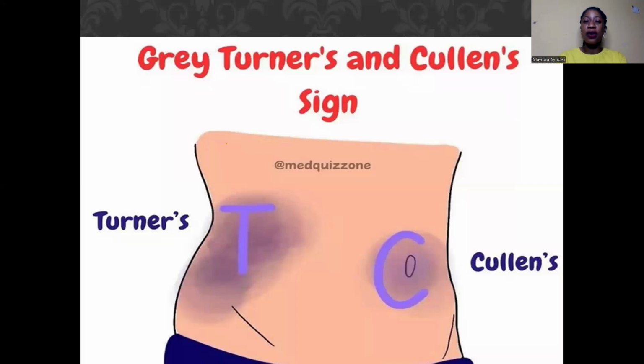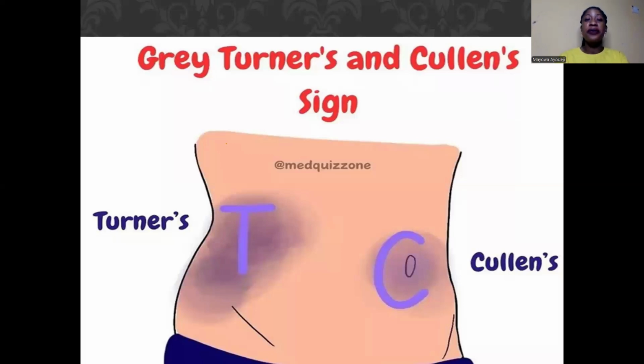When you ask your patient to turn, that's Turner. If the patient does not turn, you cannot see that particular sign. You will not be able to notice it. So you have to ask your patient to turn, because this bluish discoloration is usually seen around the flank. And there's no way you can see the patient's flank until you ask them to turn.